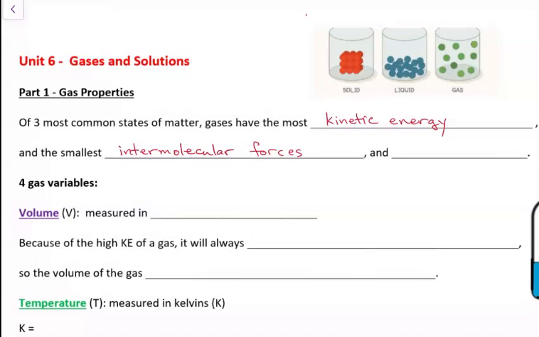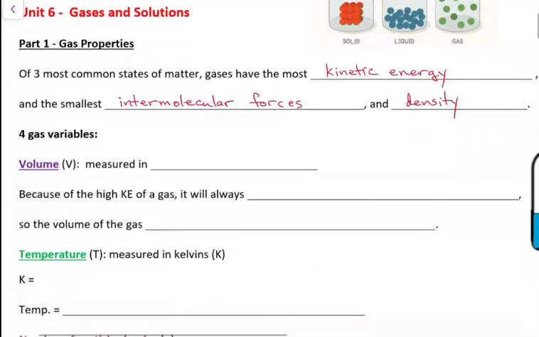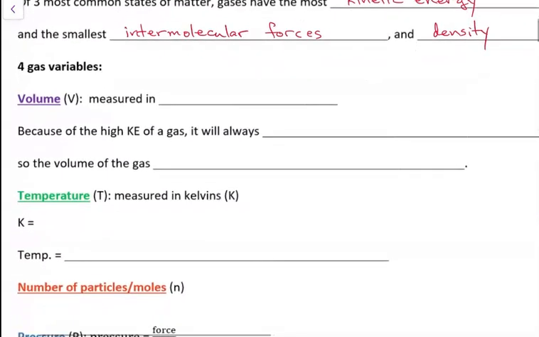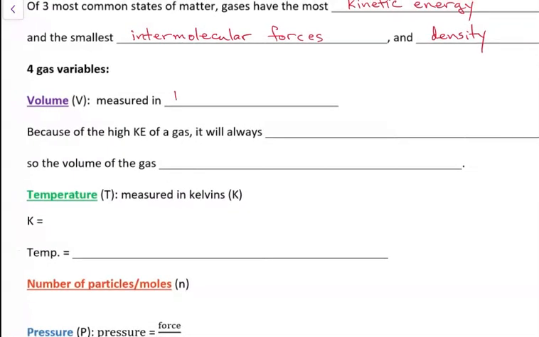It also makes them, of the three states of matter, have the least or the smallest density, which should make sense because the particles are spread out, right? So they take up a lot of volume, even though they may not have a lot of mass. Okay, four variables we're going to be looking at. Number one, the volume of a gas sample can be measured in liters or milliliters. We could use gallons or pints or whatever, but in chemistry we use liters or milliliters.